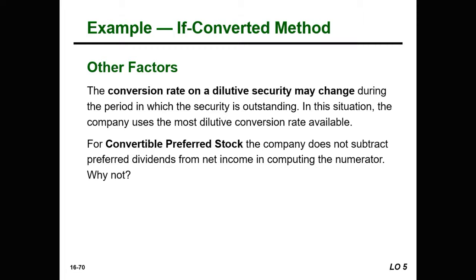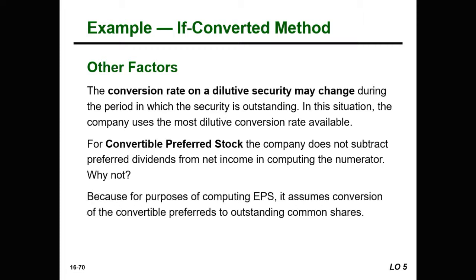So for convertible preferred stock, the company does not subtract preferred dividends from net income in computing the numerator. And the reason for that is that for purposes of computing EPS, it assumes conversion of the convertible preferreds to outstanding common shares. So we don't have to remove the dividends because we are taking the stance that they would have converted.